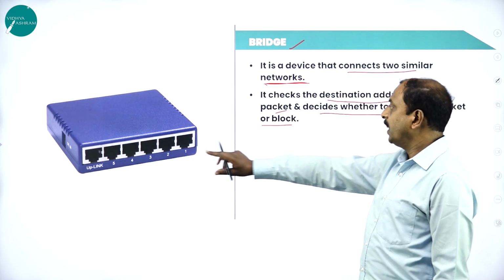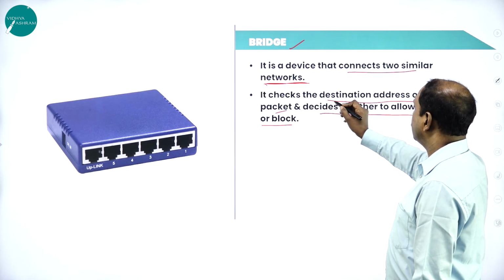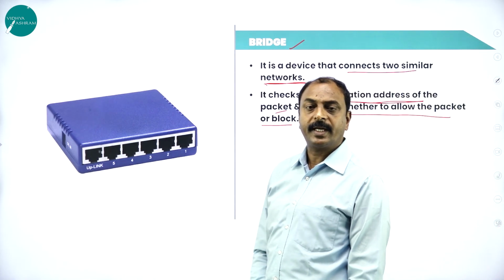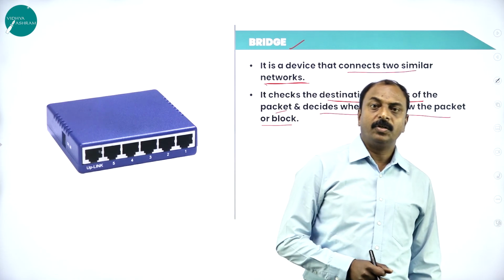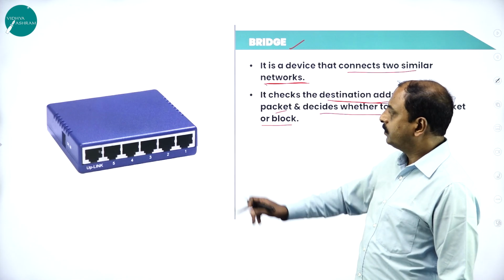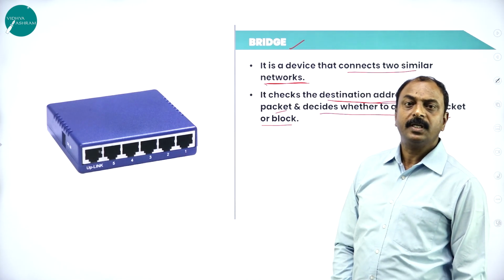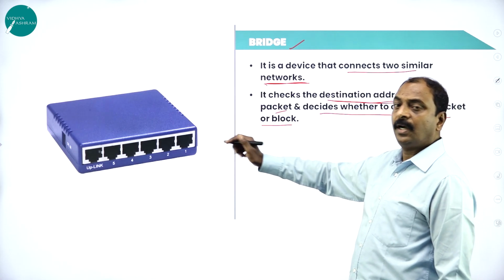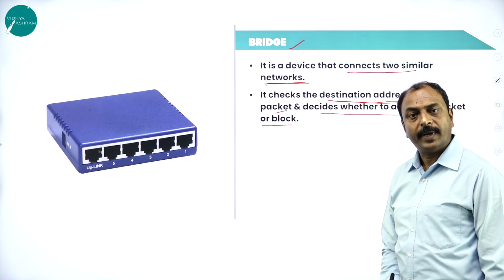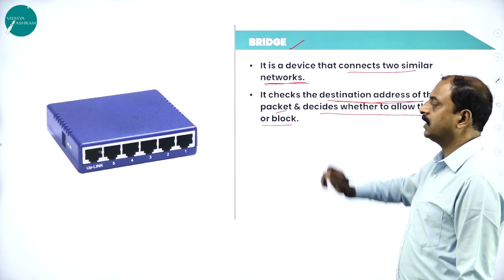So how does it work? Here it checks the destination address of the packet. Now you know that each and every packet of data has the data as well as the destination address. So the bridge checks the packet and the address of the particular segment or network. Accordingly, it is going to allow or block the packet of data in the communication. So this is one more device, that is the bridge.